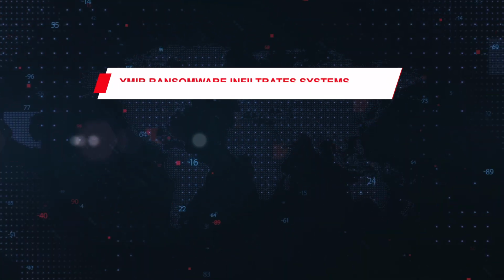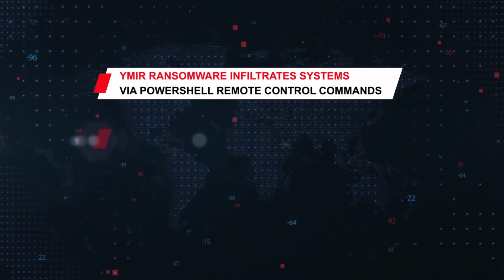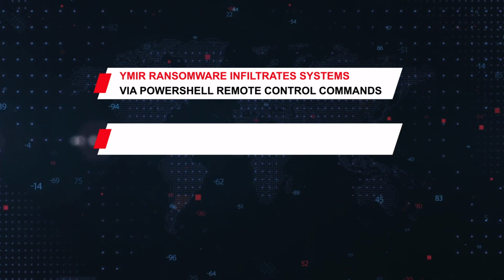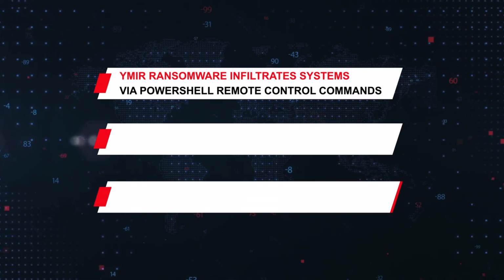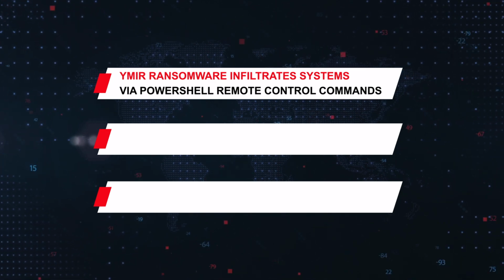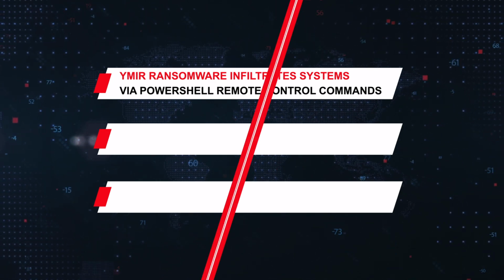Ymir Ransomware infiltrates systems via PowerShell remote control commands. SpeedyLook browser hijacker redirects users to deceptive websites. And ElizaRAT, a remote access Trojan used to infiltrate critical infrastructures worldwide.